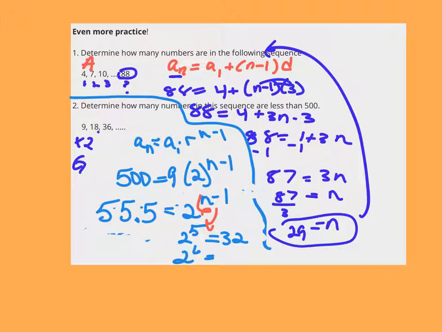So hopefully in this section you learned how to identify whether a sequence was arithmetic, geometric, or neither. And you've also been able to apply and use both the explicit and recursive formula for both the arithmetic and geometric sequences. If you go to Moodle, you should find a link for Nearpod where you can try out and check your understanding of these formulas.